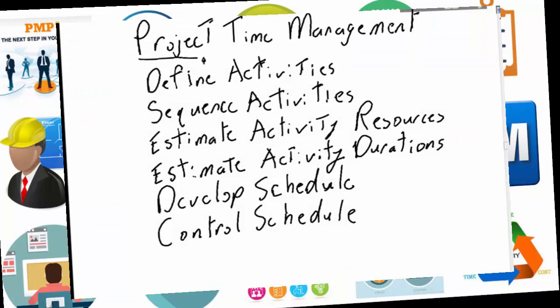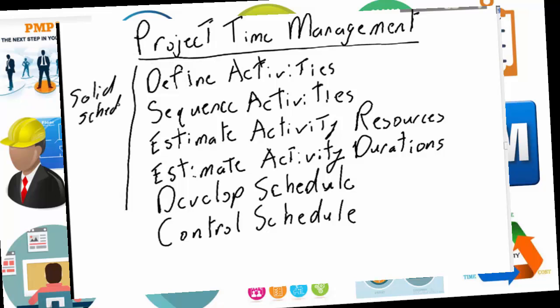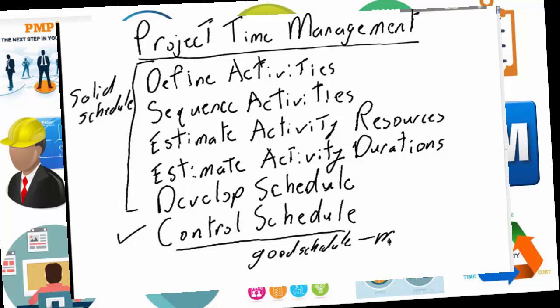This concludes our second nugget on project time management. The first nugget on project time management was all about developing a solid schedule. The planning activities that go into creating a solid schedule. This nugget was focused exclusively on the execution aspect, or controlling the schedule. Making sure that we have a good schedule from planning and that we manage that good schedule.